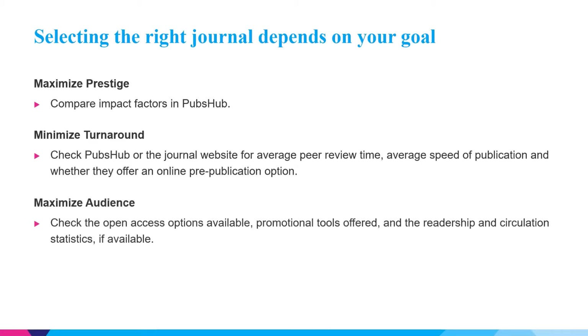If your main goal is to get as many people as possible to read your work, then you should look into open access options. These are freely available resources that are not behind a paywall, so more people have access to them. You can also look at promotional tools offered by either the journal itself or the publisher of the journal. And you can take a look at readership or circulation statistics if they're available. And that's another thing that you can use PubsHub for, which we'll see very shortly.